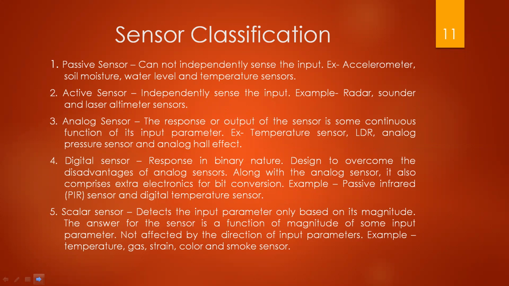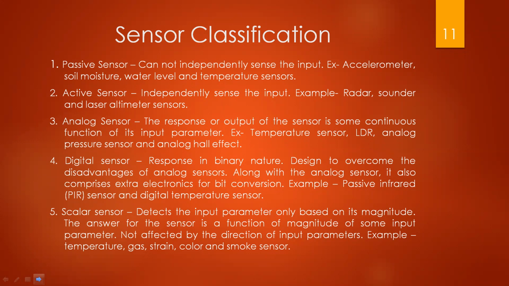The next is analog sensor. The response or output of the sensor is some continuous function of its input parameters. For example, temperature sensor, LDR, analog pressure sensor, and analog Hall effect. So the sensor is only sensitive to the measured property.